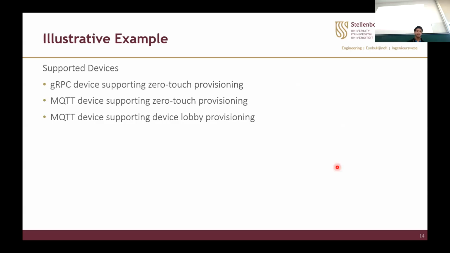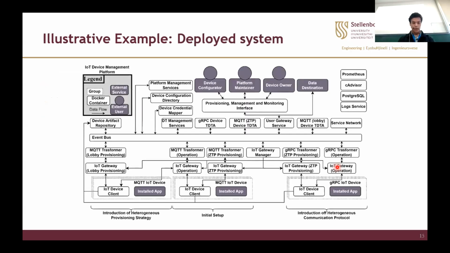So I want to just briefly touch on an illustrative example of how this would be deployed in your environment. I've chosen a use case where there's a gRPC device that supports zero-touch provisioning, and then there's an MQTT-based device that supports zero-touch provisioning as well, and then an MQTT-based device that supports a different type of provisioning process. So we are supporting two different types of communication protocols, and then two different types of provisioning protocols.